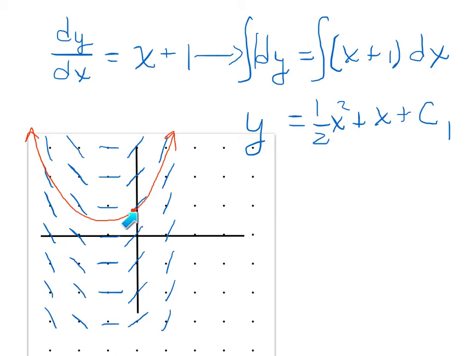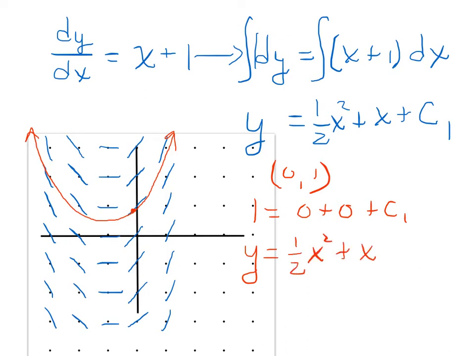All right, so now we're going to take that point (0, 1) and attack it algebraically as well. I'll do that by putting the point (0, 1) into this equation, and I get 1 equals 0 plus 0 plus C1. So C1 must equal 1, so my particular solution is y equals 1/2 x squared plus x plus 1. And that is precisely the equation of this parabola.